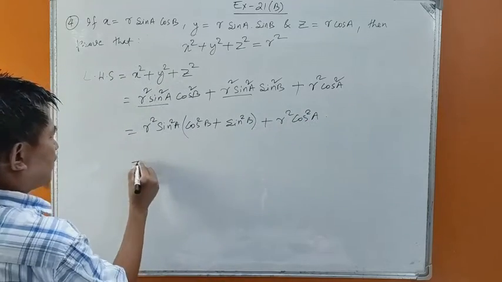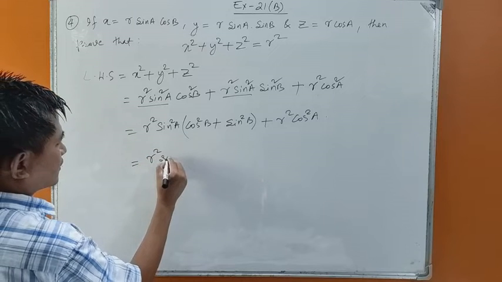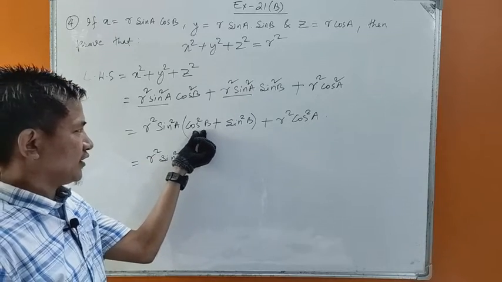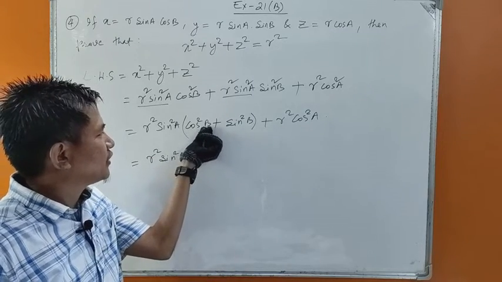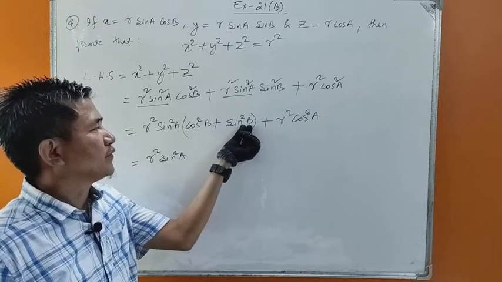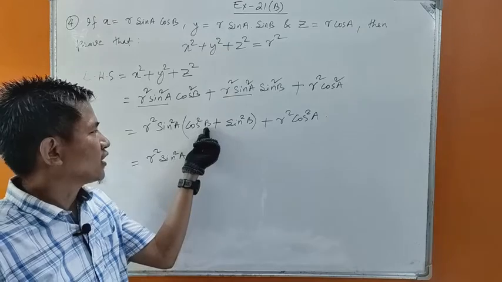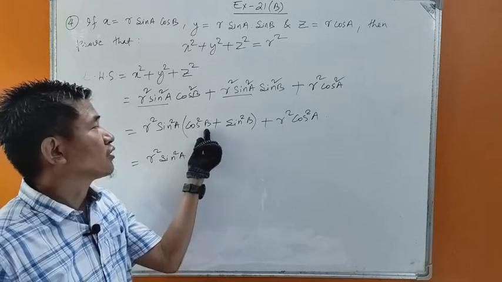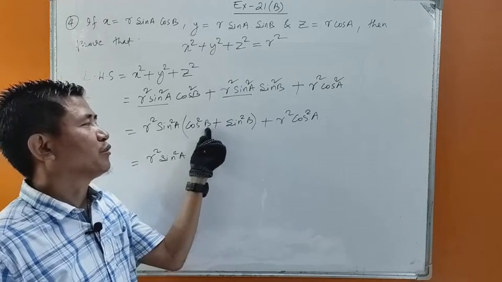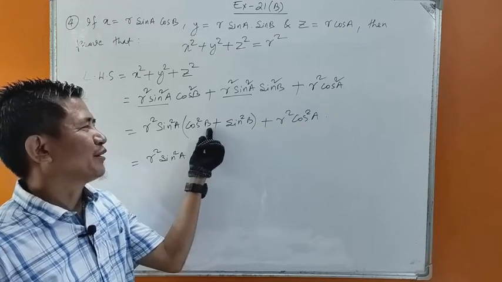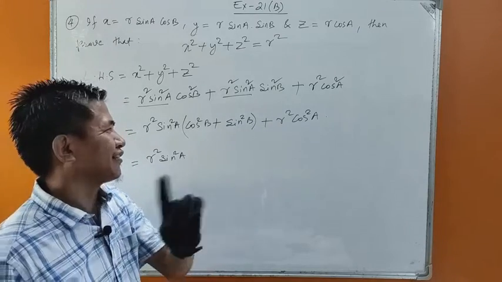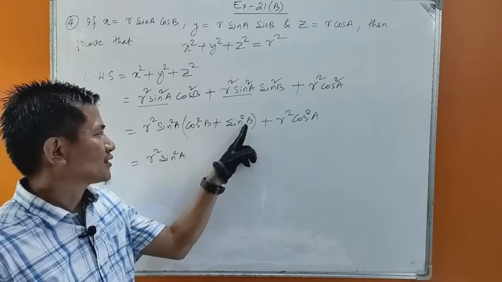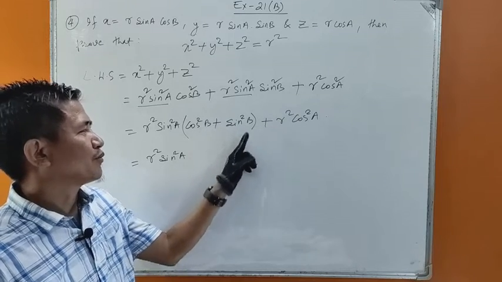Now this is r square sin square A and cos square B plus sin square B is 1. See here, please understand this, the angle is B here also and here also. The angle should be same, then only the value will be 1. Cos square theta plus sin square theta is 1, cos square beta plus sin square beta is 1, cos square alpha plus sin square alpha is 1, cos square A plus sin square A is 1, but cos square A plus sin square B is never equal to 1. Please keep this in mind. Angles are same, so cos square B plus sin square B is 1.